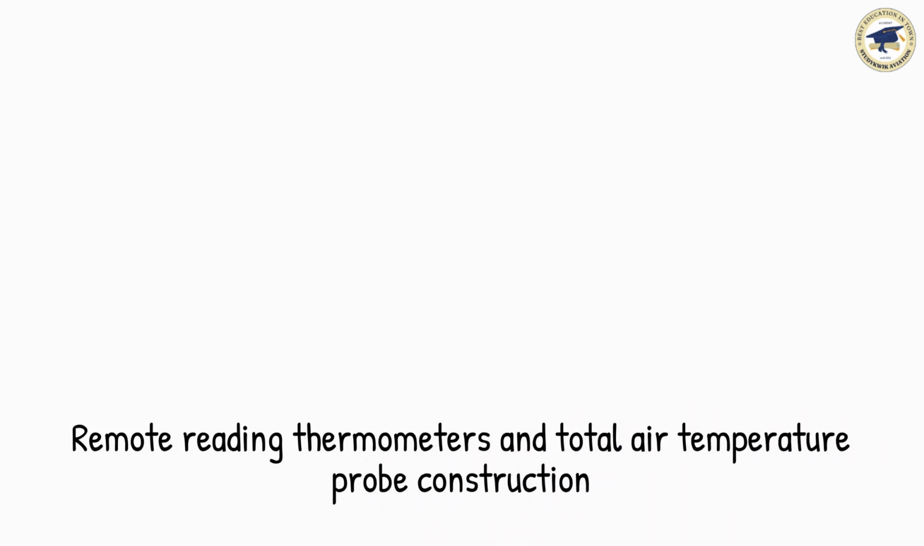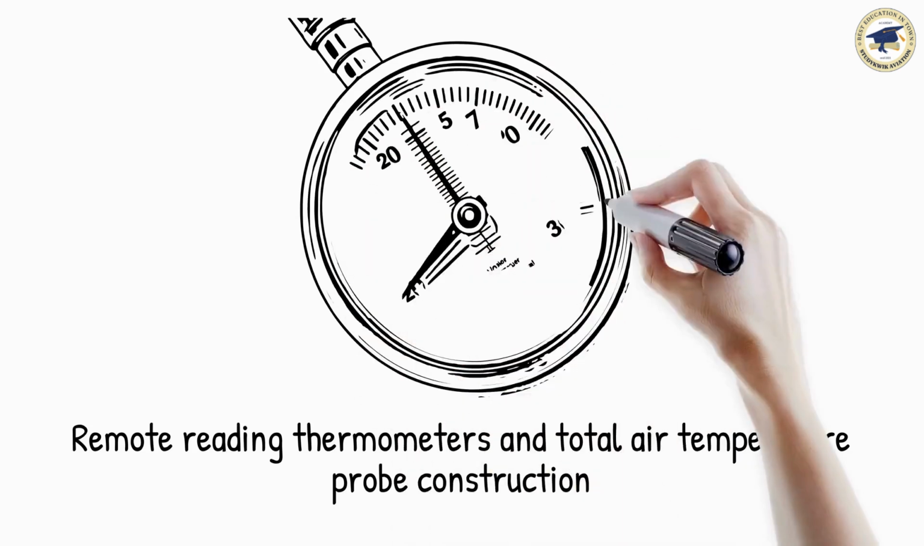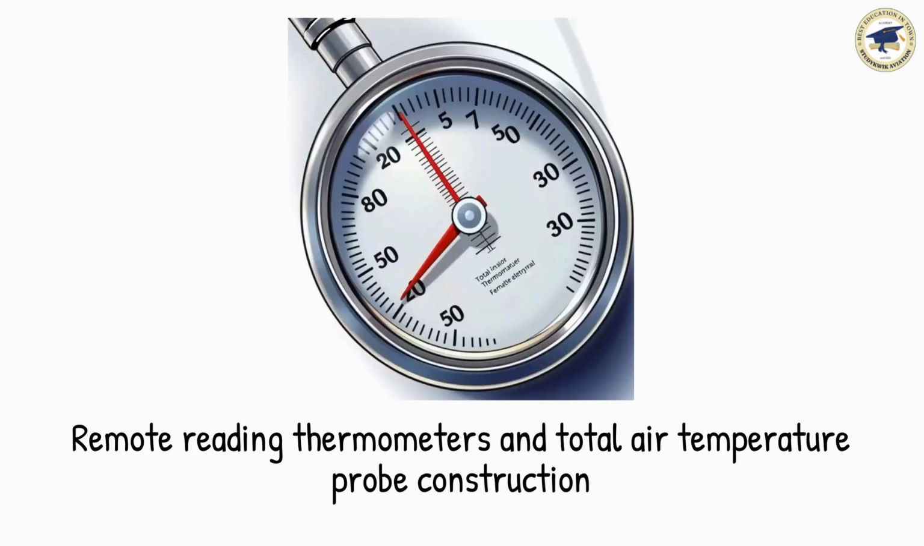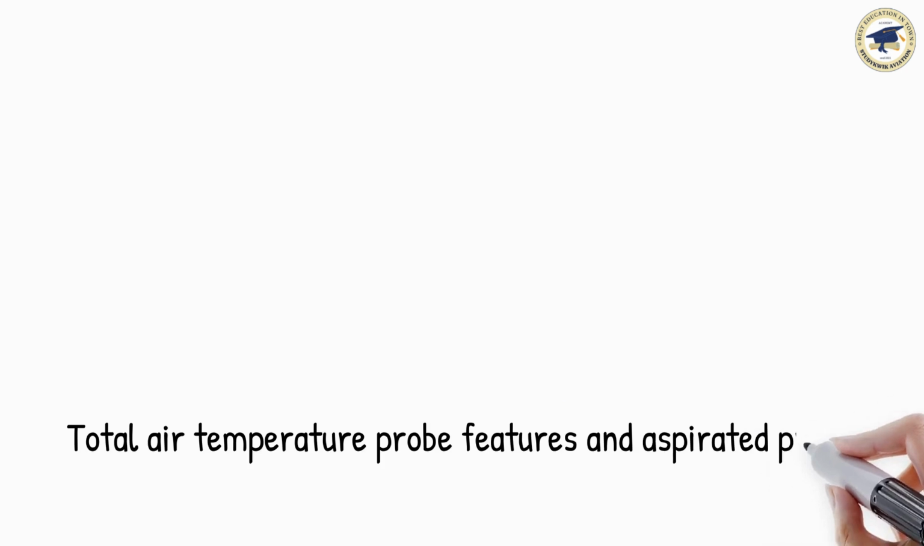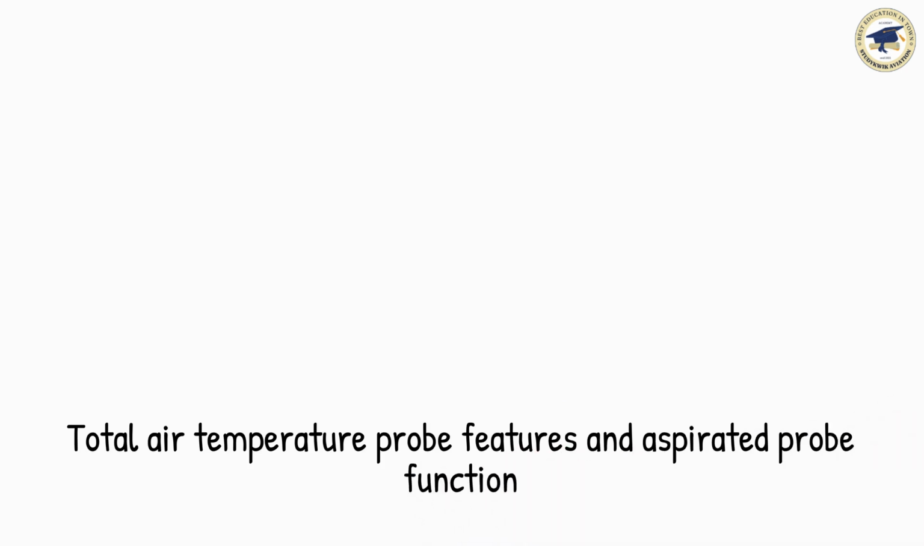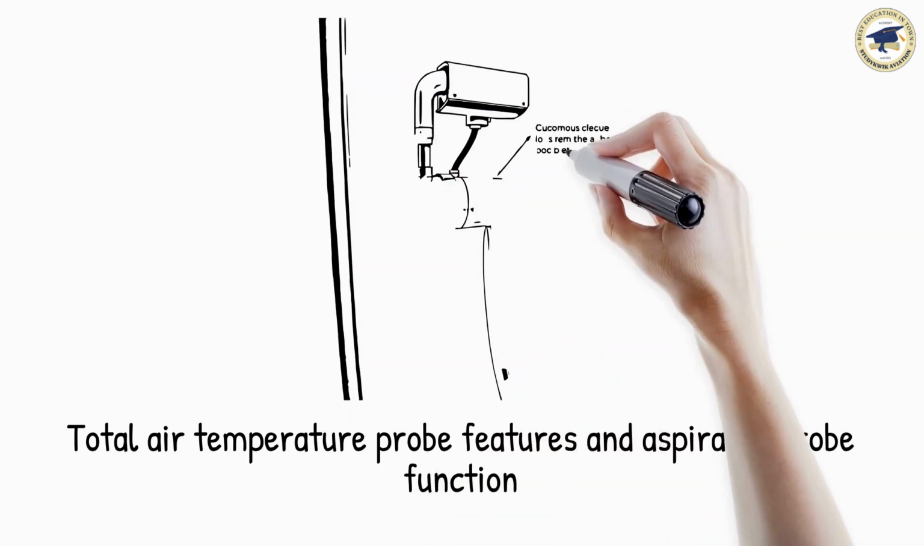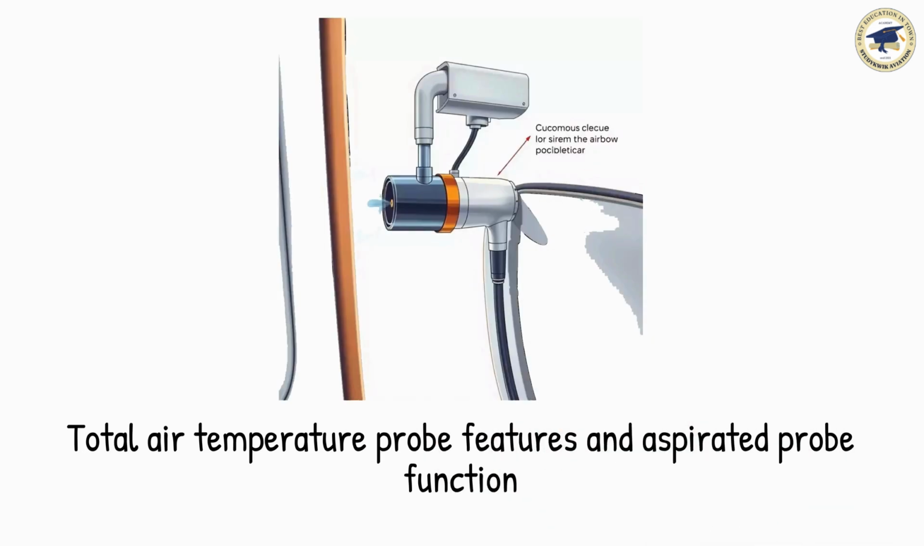The total air temperature probe is usually constructed from nickel, beryllium copper. In the total air temperature probe, the sensing element is usually made of pure platinum. The total air temperature probe is fixed to the aircraft in a location which minimizes the boundary layer effect. In the total air temperature probe, an integral heating element prevents the formation of ice.